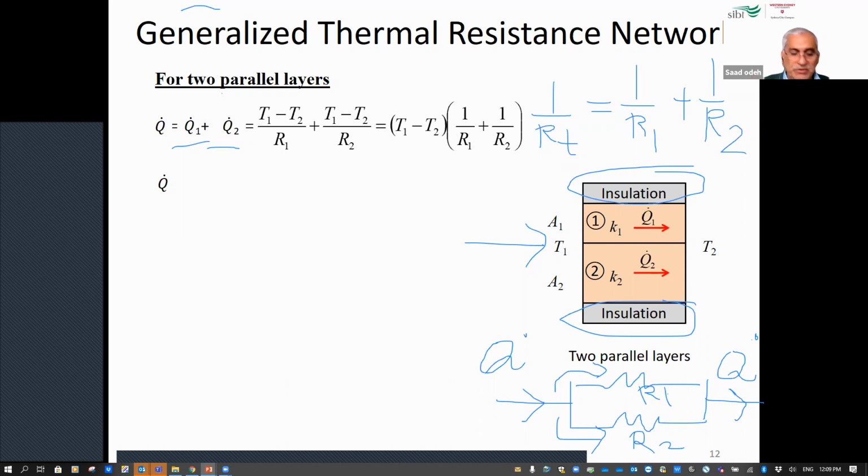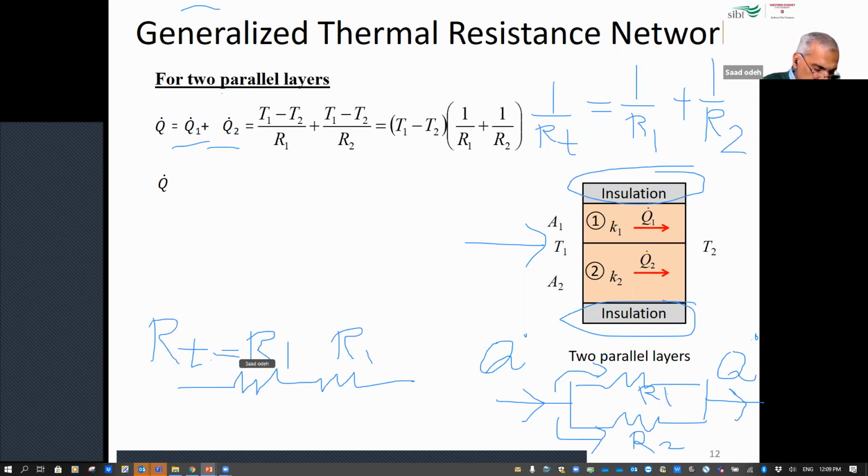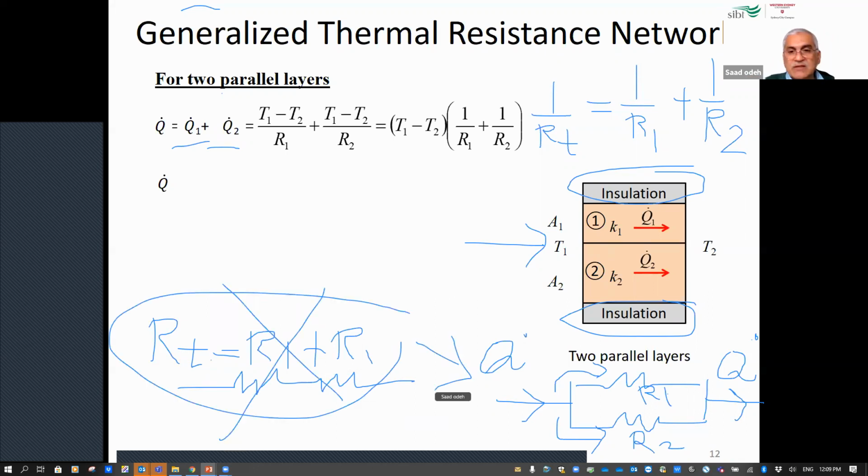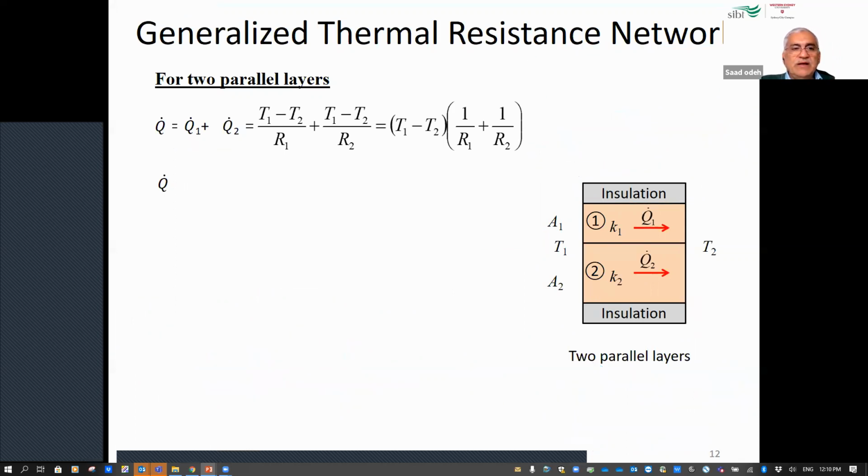Okay, so it's not similar to the previous cases when we had resistance in series. In that case, we said this is R1, this is R2, and R total is simply adding them together, this plus this. Now, this is a different case. We don't have that case now. We have this case, which is in parallel. Okay, and we apply this rule. Okay, so now, is there any question before I move on?